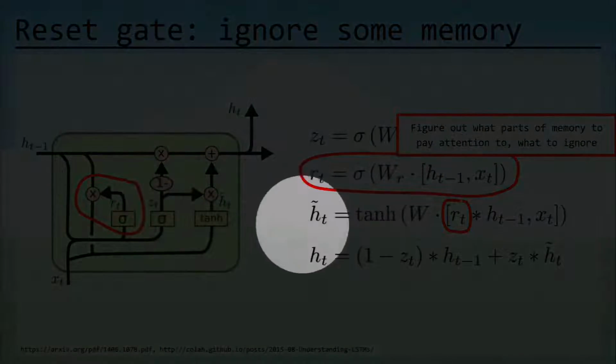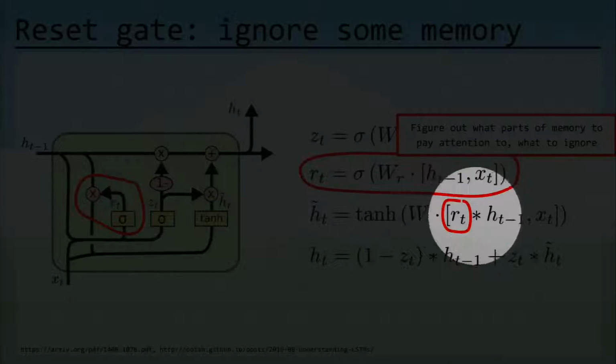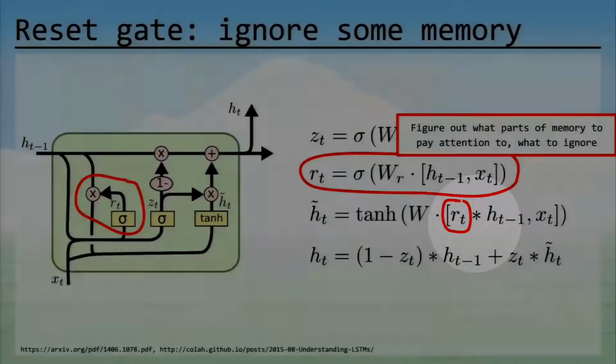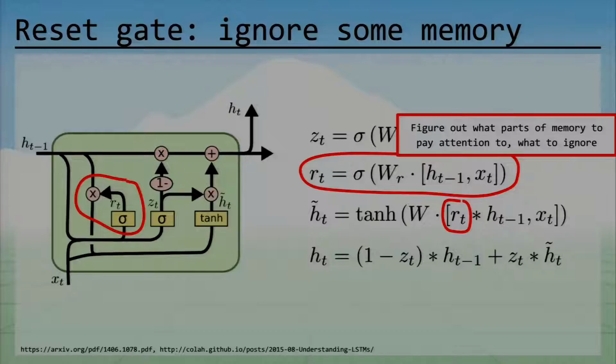And then when we calculate h tilde, we are going to use our reset gate to modify our previous internal state.